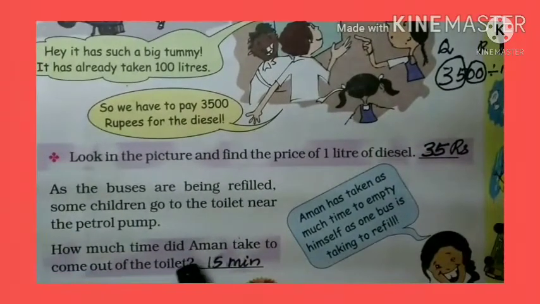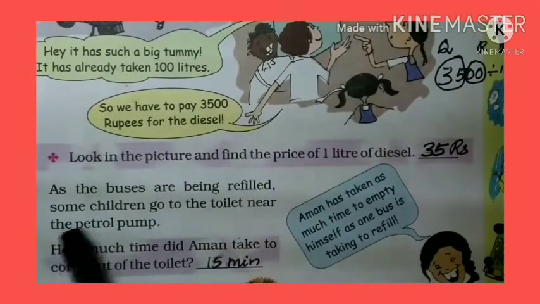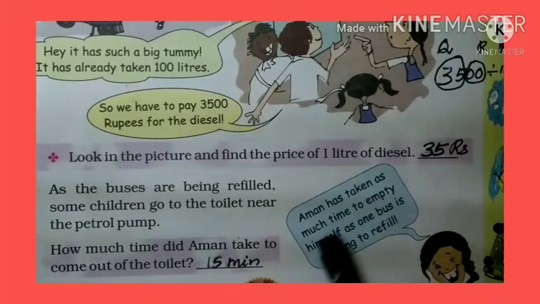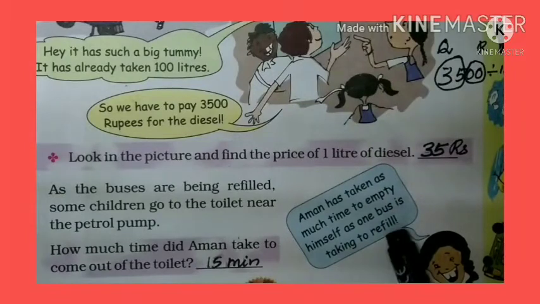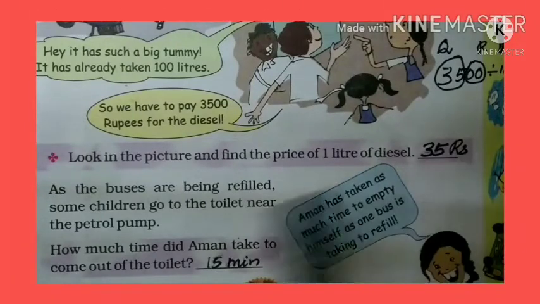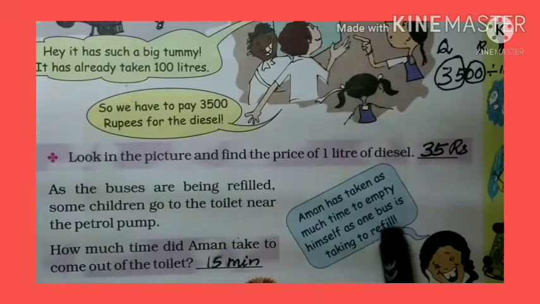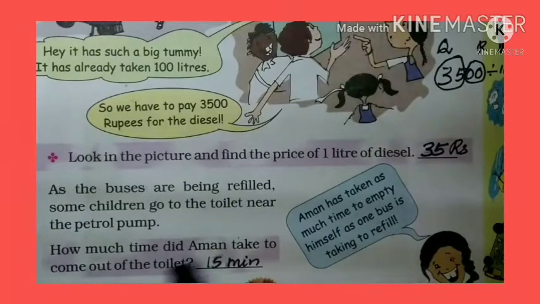Understand? As the buses are being refilled, some children go to the toilet near the petrol pump. Aman has taken as much time to empty himself as one bus is taking to refill. So, what is the refilling time? That is 15 minutes. So, how much time did Aman take to come out of the toilet? That is, yes, 15 minutes. Why? Because one bus's refilling time is 15. So, to come out of the toilet, 15 minutes. Okay?